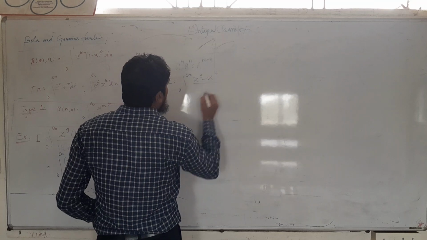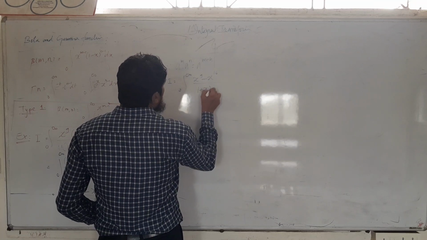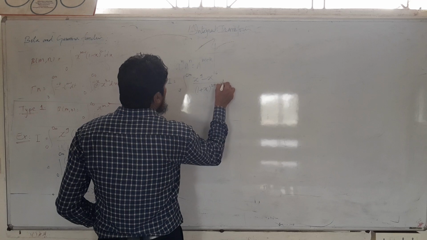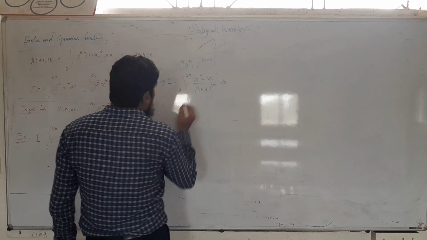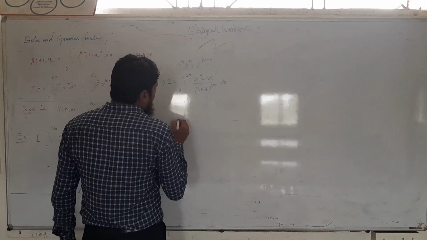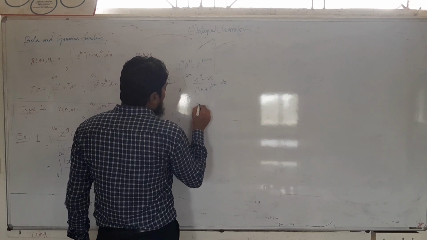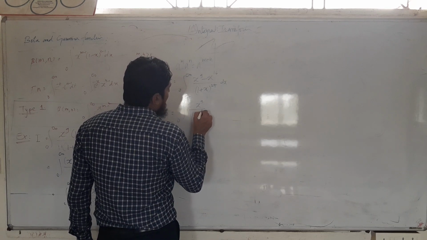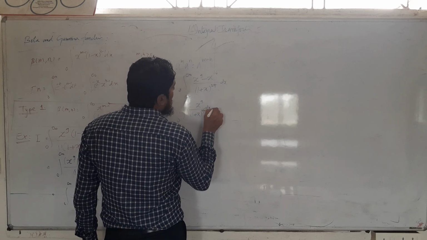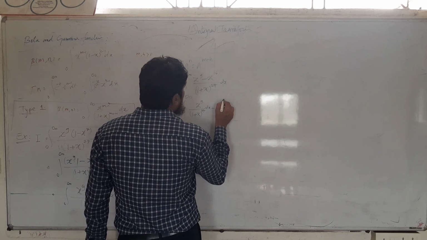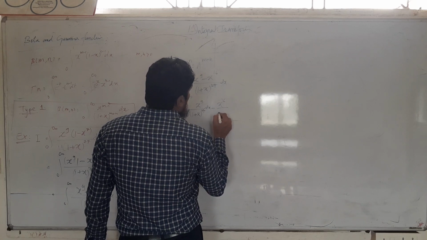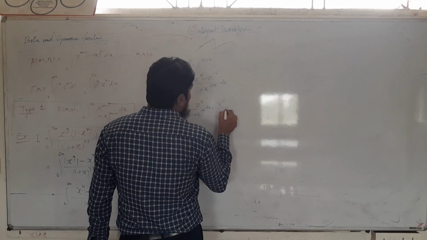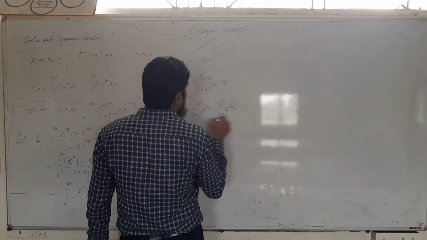16 over 1 plus x raised to 27 dx. Correct? And we can simplify this equation as x raised to 9 over 1 plus x raised to 27 dx minus x raised to 16 over 1 plus x raised to 27 dx.